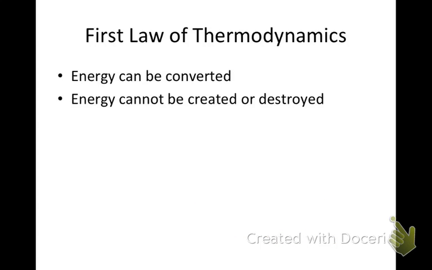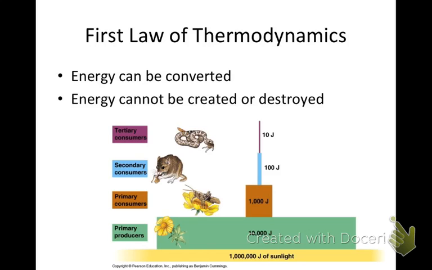That brings us to the first law of thermodynamics. Energy can undergo conversions, but it cannot be created or destroyed. Energy in living systems tends to end up as heat through the process of metabolism. Remember this? The 10% rule states that 90% of energy is lost to heat created by metabolic work as you move from one trophic level to another.